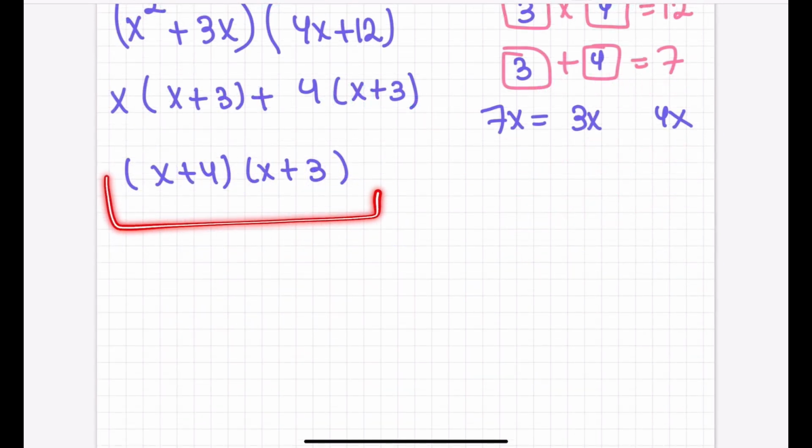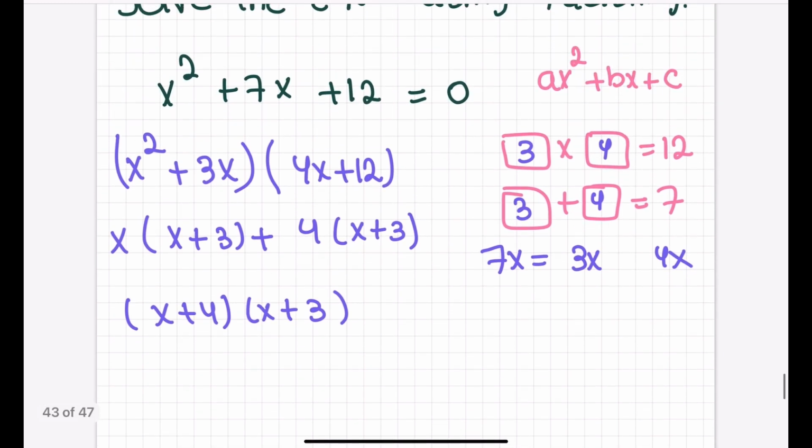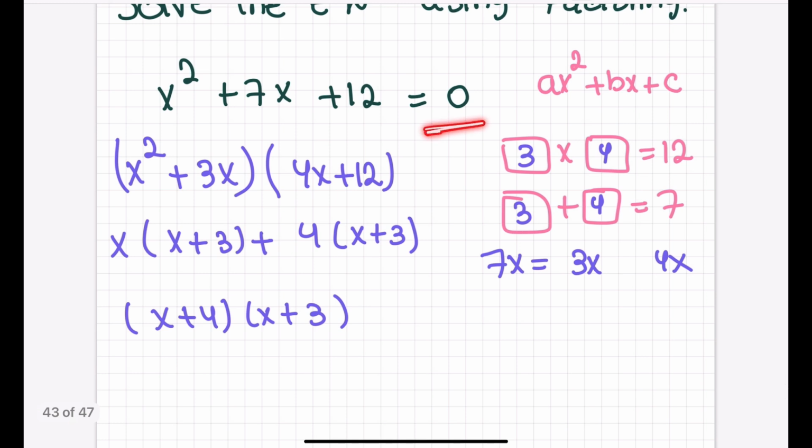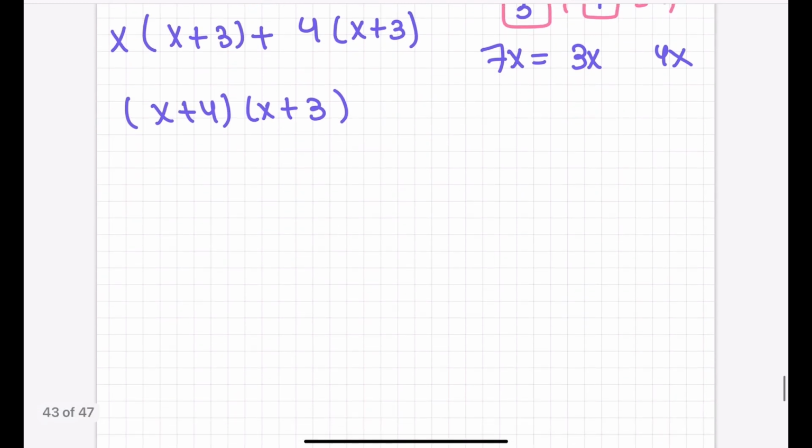So this is not our final answer here, because it asks us to solve the equation. So we need to set each of these factors, this is the first factor and this is the second factor, equal to 0. Before I do that, why 0? Because in the question it gives us 0, it equals 0. So how I write it, I'm just going to write it like this.